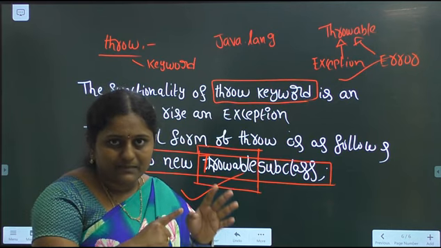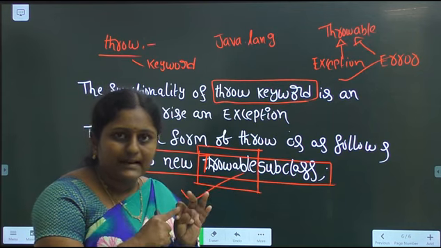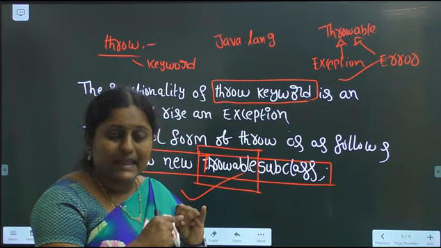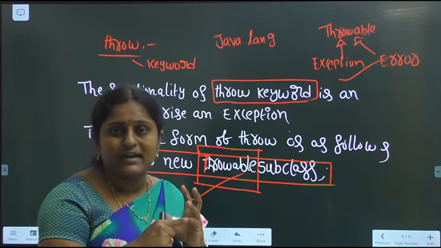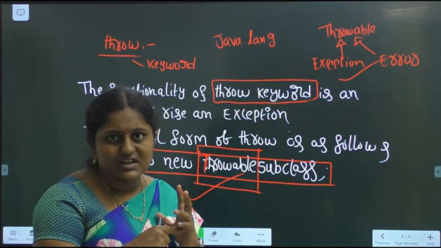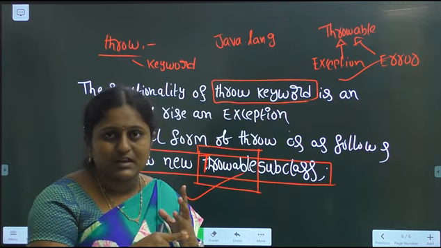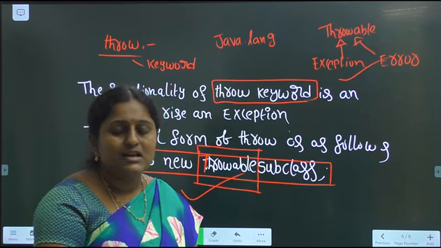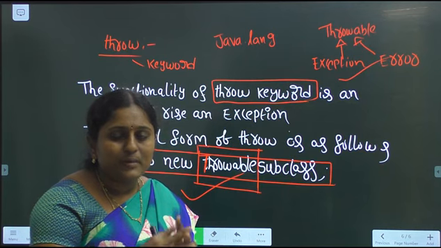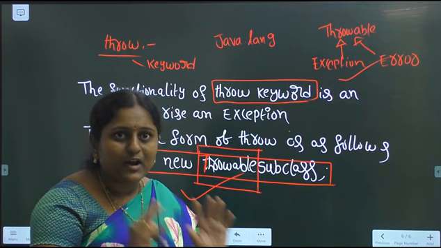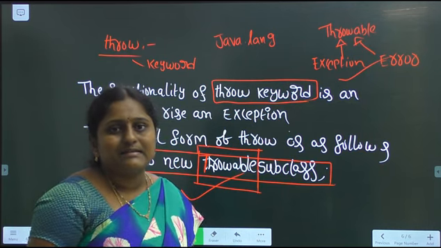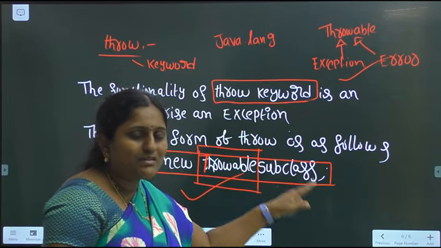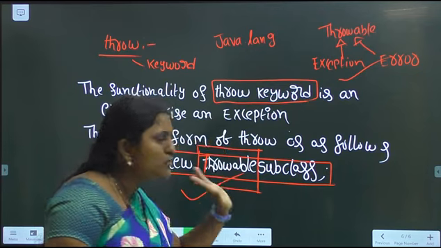Suppose arithmetic exception, null pointer exception, number format exception, array index out of bounds exception, class not found exception, no such method exception, stack overflow exception. Those are all subclasses of which class? Throwable class. Throwable is the superclass for all the exception classes. Anything that is derived from the throwable class is an exception class.